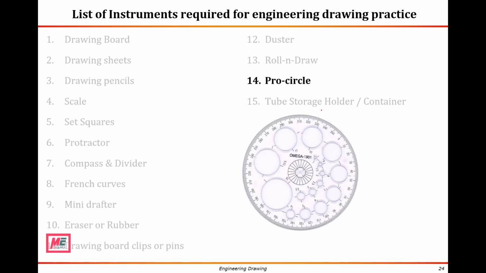Number 14. Pro circle. Pro circle is a full protractor with circles of different diameters cut in its middle. We can also use these to number the questions and draw a circle around them to improve the appearance.